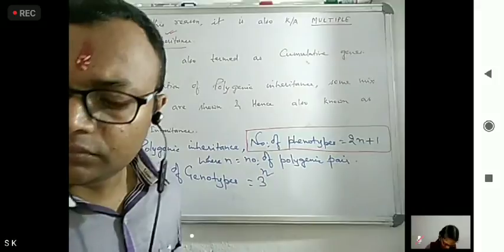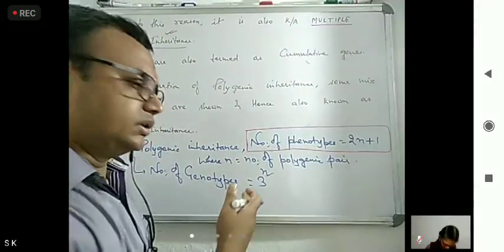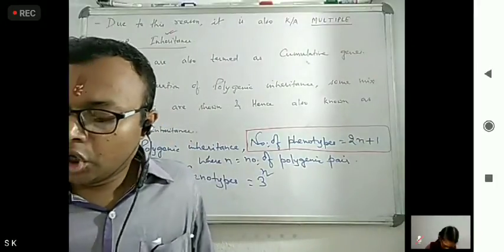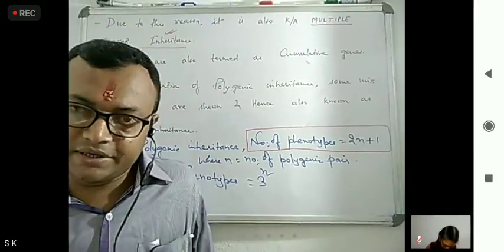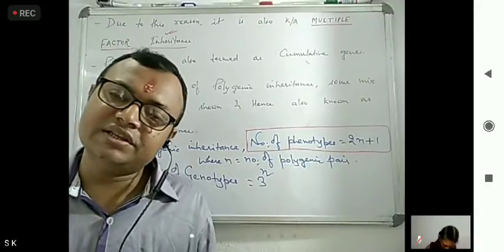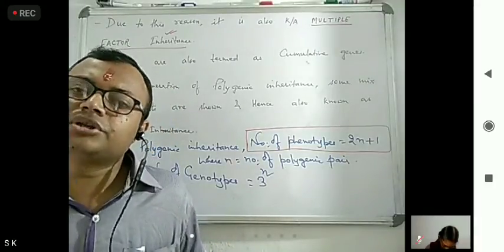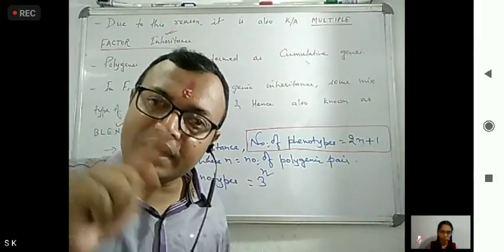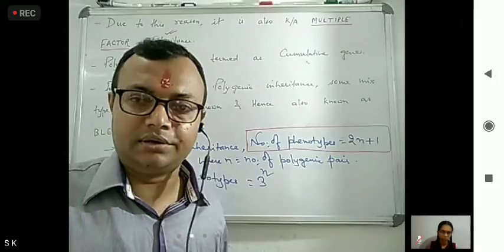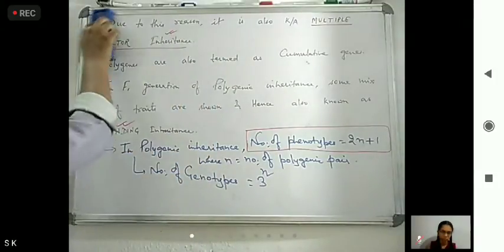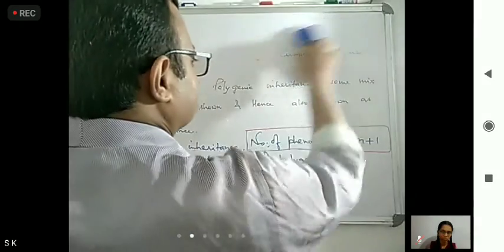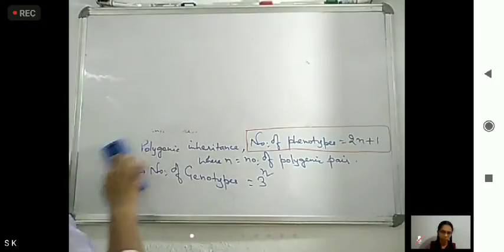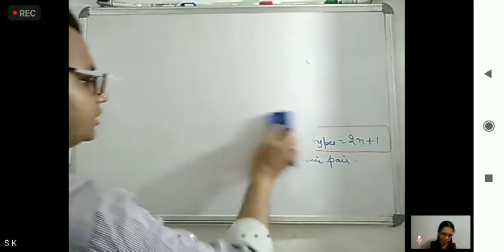Now, this polygenic inheritance, or blending inheritance, or cumulative gene effect inheritance, was studied by J. Kolreuter in tobacco plant, and Galton studied it in humans. So we will see that. This formula you have to remember: number of phenotypes will be equal to 2n plus 1 and number of genotypes will be 3 to the power n.